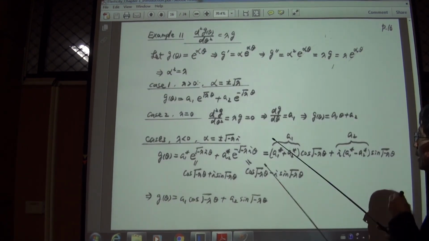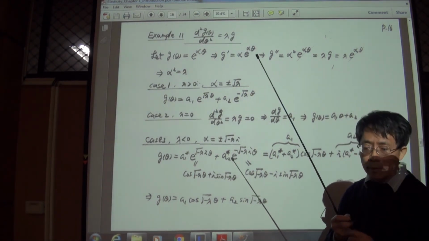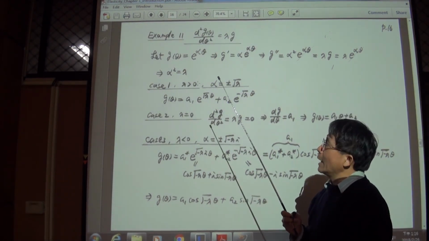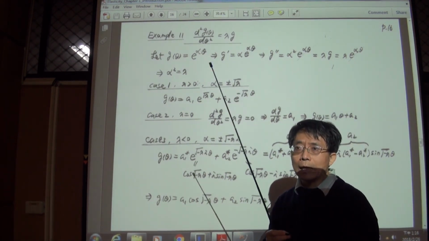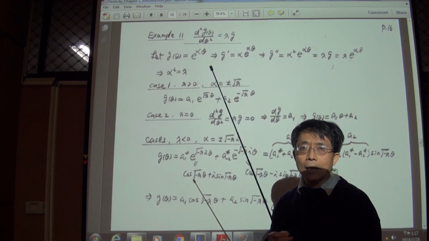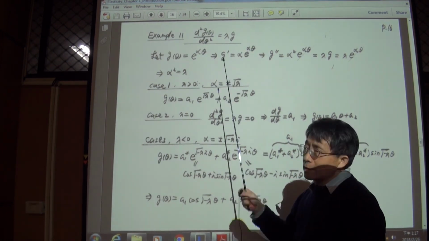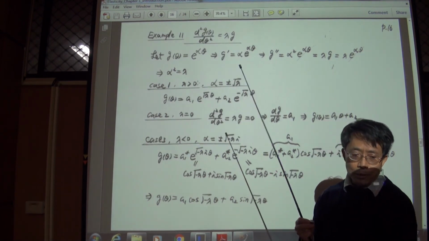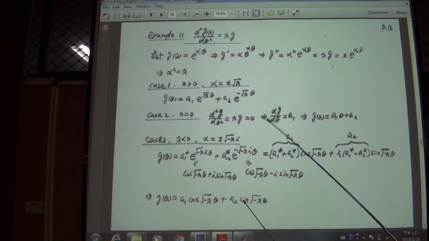So this example is exactly the same as example 10. Why do we add this example here? Because later in our applications, when we talk about the theory of the Fourier series, we need such an example. So I put it here. You can figure out this example by yourself.